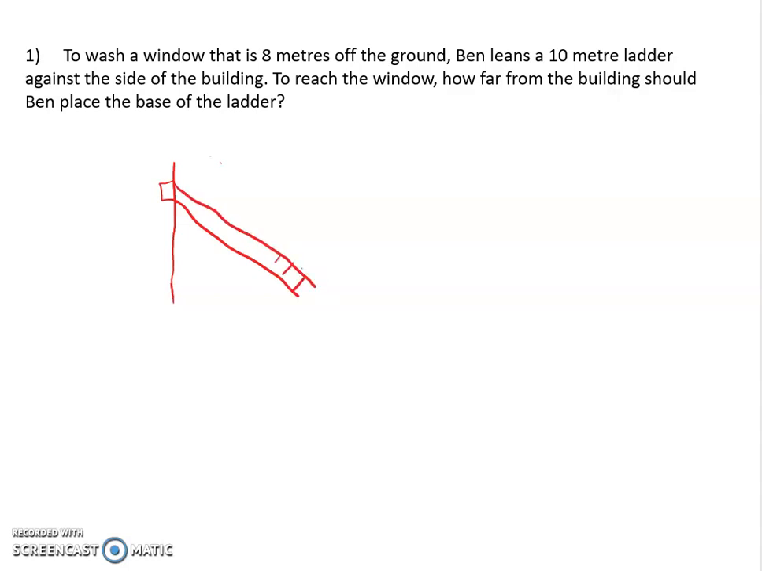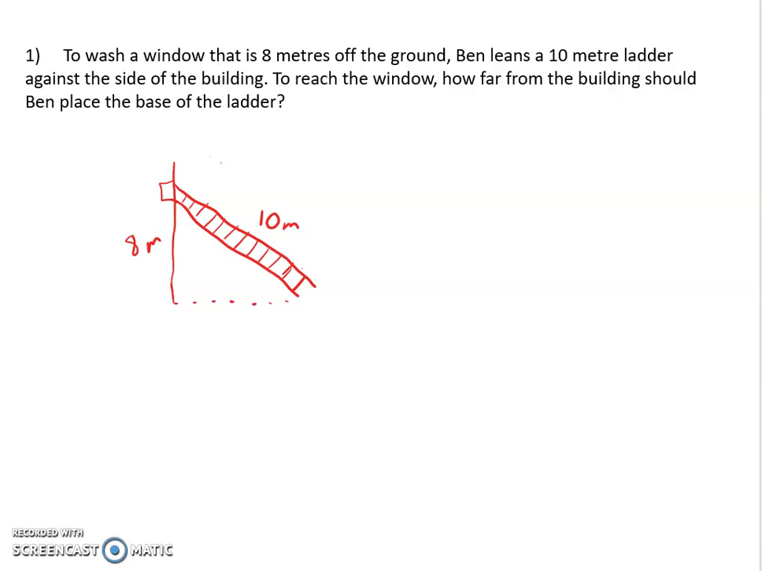Yes, I know year 10, a ladder should be parallel. I apologize, my ladder isn't perfectly parallel. So here's my little ladder that Ben's going to use to get to the window. Okay, so my ladder there has got a 10-meter length. Okay, and my window has got a length of 8 meters. So they're actually asking for this length down here.